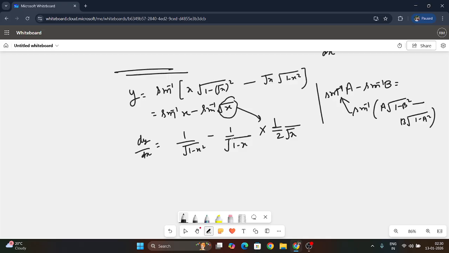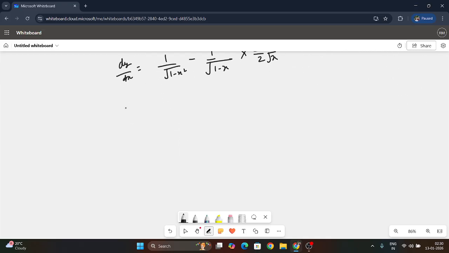Now let's take the other problem, the second one, and that is y is equal to tan inverse of root of a minus x upon a plus x, where x belongs to minus a to plus a. And we have to find dy by dx.